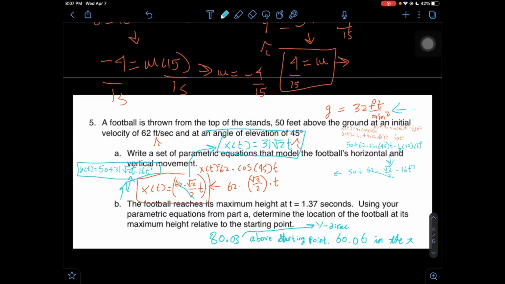Okay, now that's how we would do number 5a and b. So our equations were y of t equals 50 plus 31 times square root of 2 times t minus 16 squared, and x of t equals 31 times the square root of 2 times t. And then we use those equations in order to solve b.